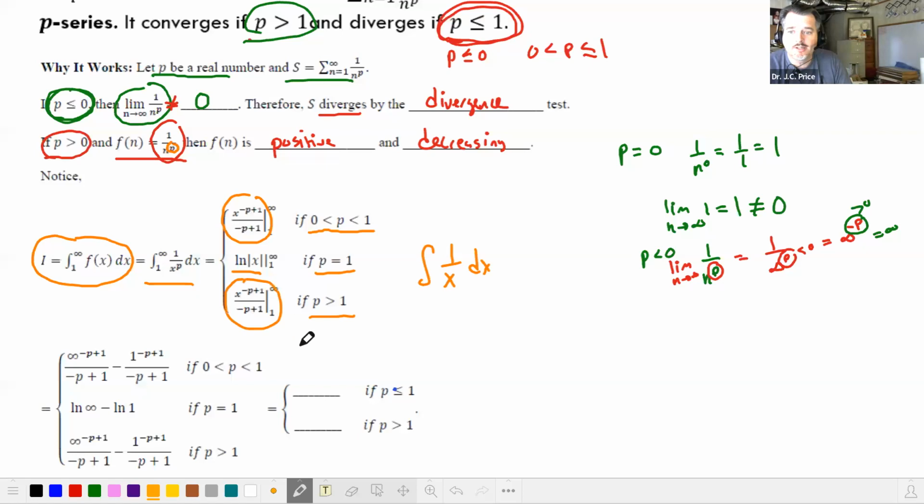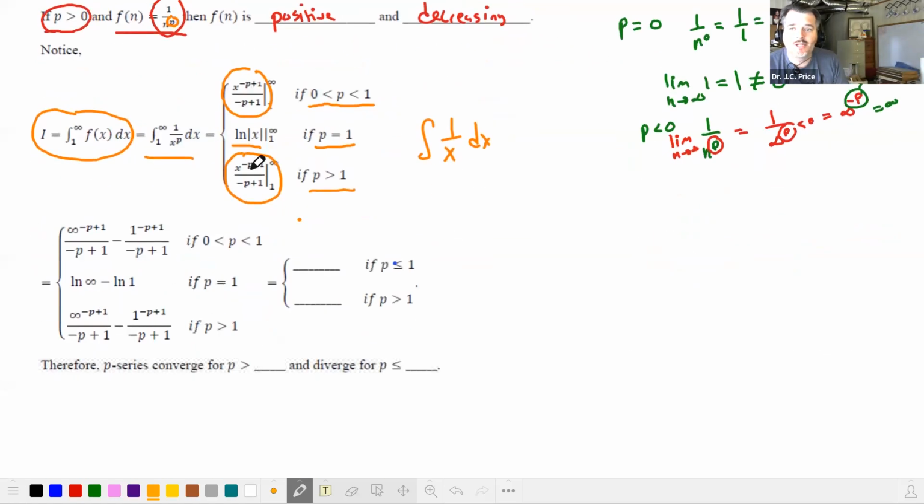So down here, I plug in my limits of integration. I plug in infinity and take off what I get when I plug in 1.